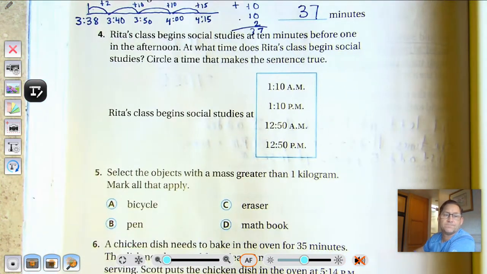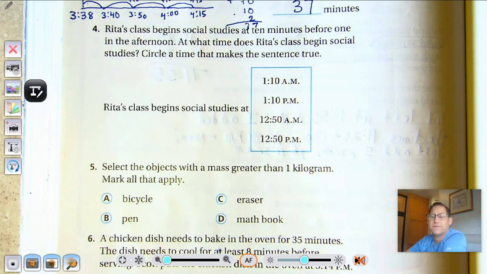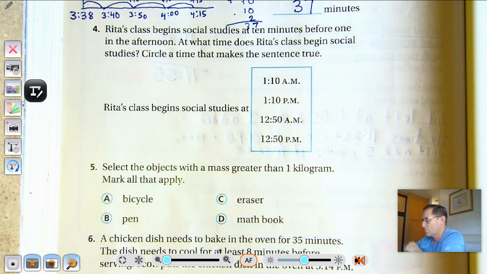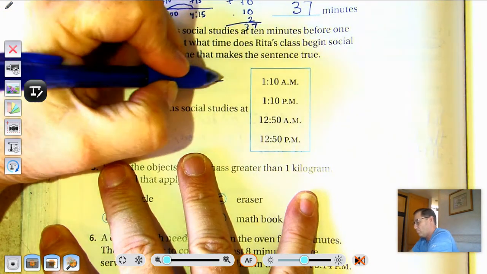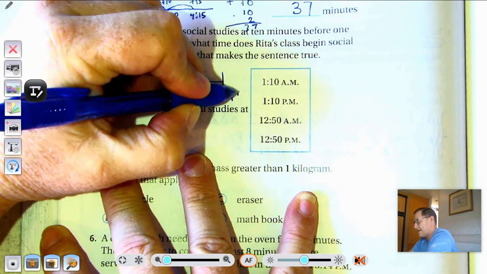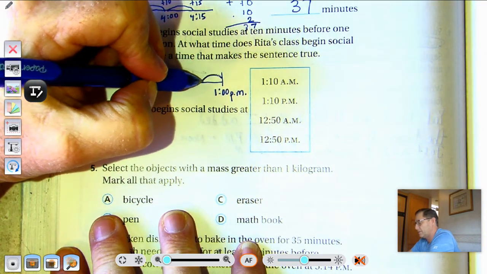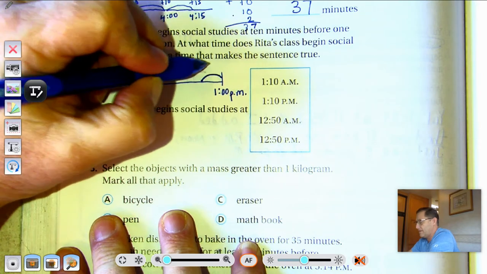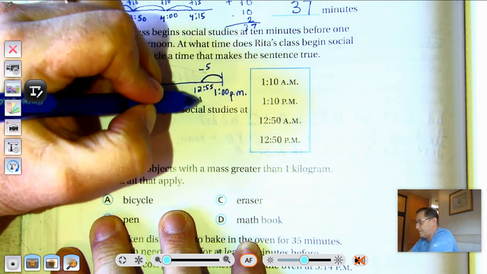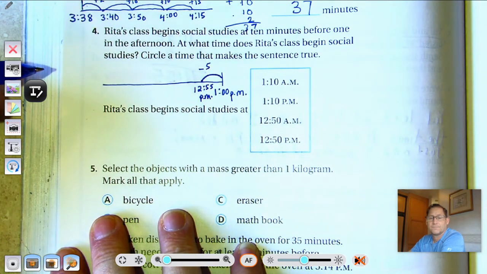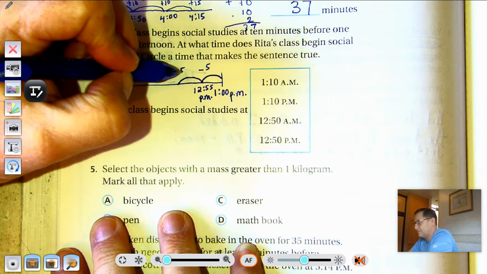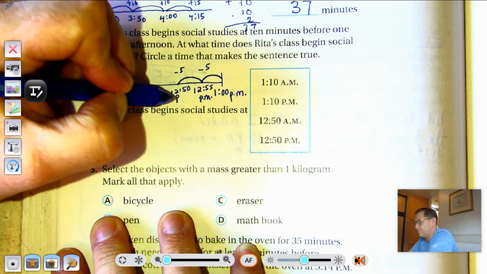All right. 4. Rita's class begins social studies at 10 minutes before 1 in the afternoon. At what time does Rita's class begin social studies? Circle a time that makes the sentence true. All right, so 10 minutes before 1. So if we're at 1 p.m., we have to go back 10 minutes. Okay, well, if we were on a clock and we subtracted 5 minutes at a time, so the minus 5, she'd be at 12:55 p.m., right? And then she takes away 5 more minutes, she would be at 12:50 p.m.